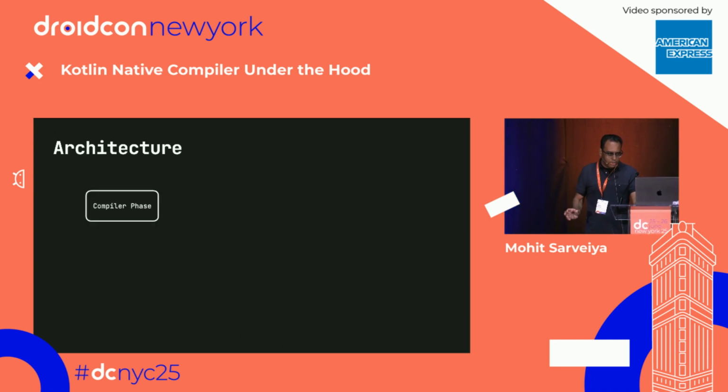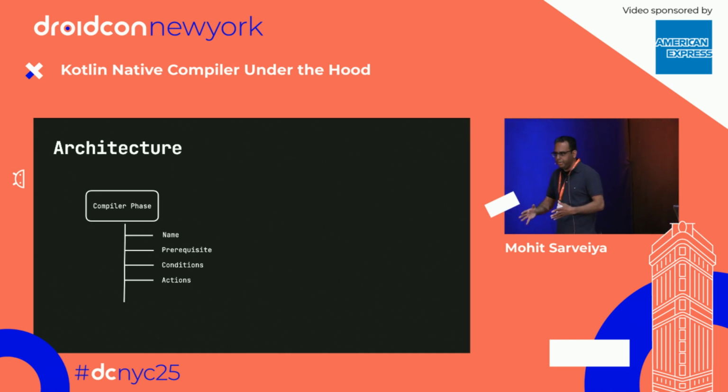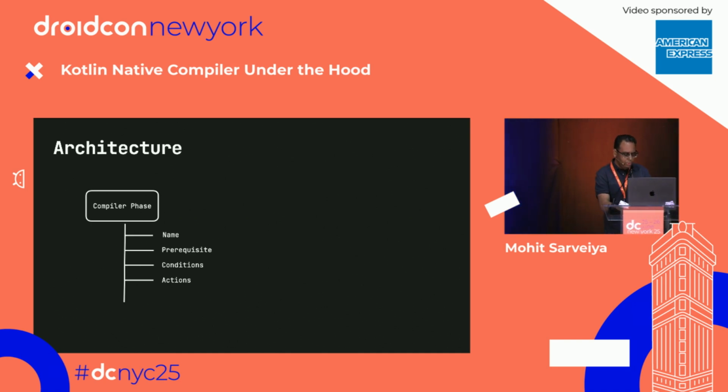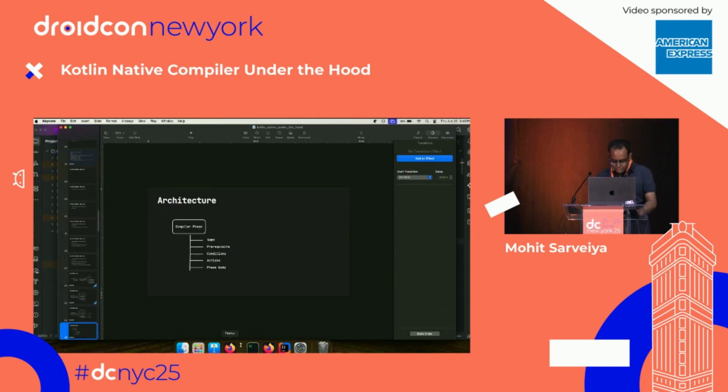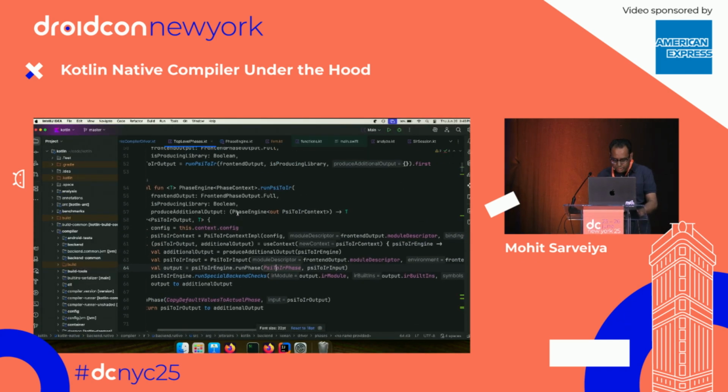So there are a couple of phases there. And what I want to talk about is that each phase has a name. You give it some type of input, and it produces some type of artifact. And what I'll show you is how that looks right here. So this is an example of a phase.